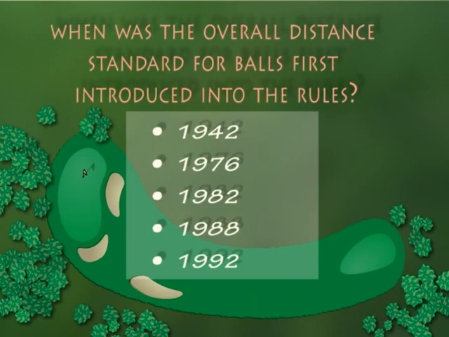Now this week's question. This week's question is, when was the overall distance standard for balls first introduced into the rules of golf? Was it 1942, 1976, 1982, 1988, or 1992? So select your answer on the website at franklygolf.com. And do you know the answer to that one, Frank? I do. I think you've got the inside scoop on that.